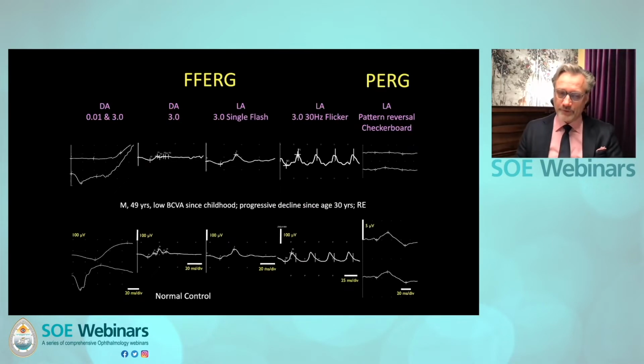What you can see, however, is this on a full field flash ERG. And this is an electronegative ERG. And an electronegative ERG is typical of X-linked RS.